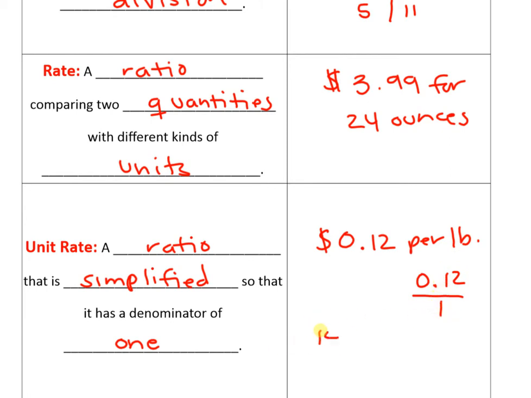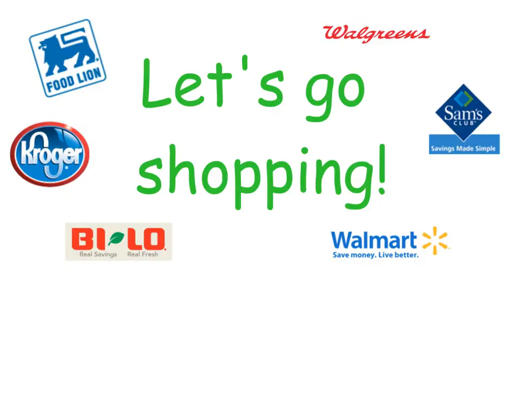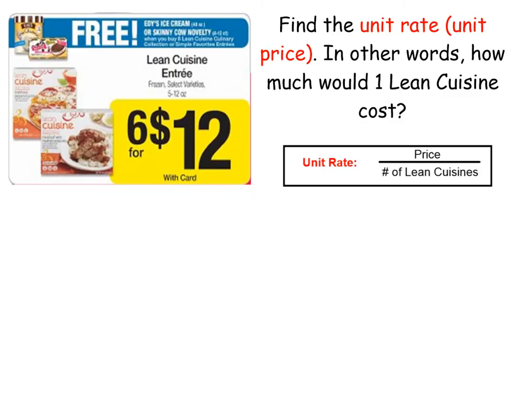Another example is 14 cars per minute. And if you think of that as a fraction, that would be 14 over 1. 14 cars per 1 minute. All right, let's put these into action here. So in order to talk about unit rates, we need to go shopping. The best way to learn about unit rates is to actually use it on real products. Okay, so our first product is we have a coupon for some Lean Cuisines.